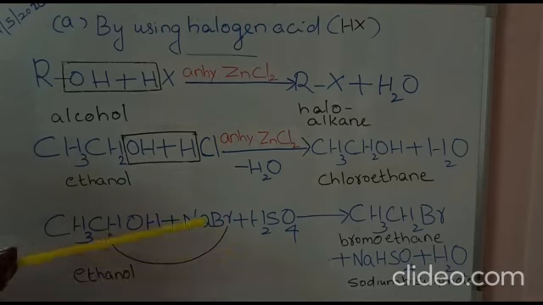Sodium bisulfate, that is NaHSO4, and H2O are the byproducts. There might be a question now crossing your mind: can we use NaCl instead of this NaBr to prepare chloroalkane? The answer is no, because Cl- is a weak nucleophile. So that's all about the reaction between alcohol and halogen acid.